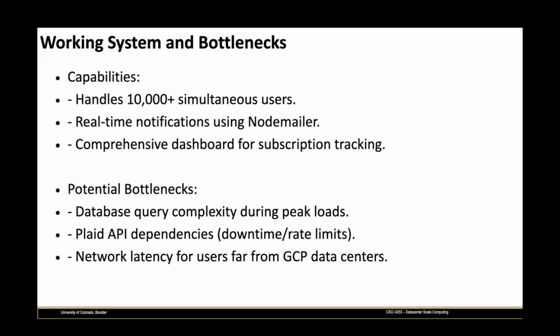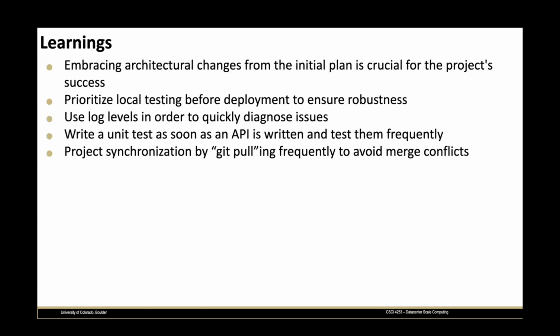Working system and bottlenecks. A few of the potential bottlenecks would be database query complexity during peak loads, and we are heavily dependent on the Plaid API in this project, so that slows down the system at times. And network latency for users who are far away from the GCP data center. So those are a few of the potential bottlenecks.